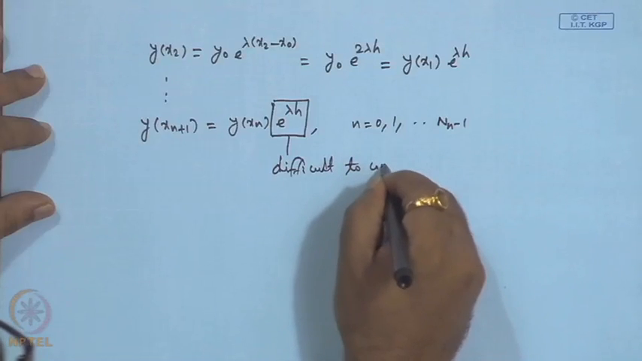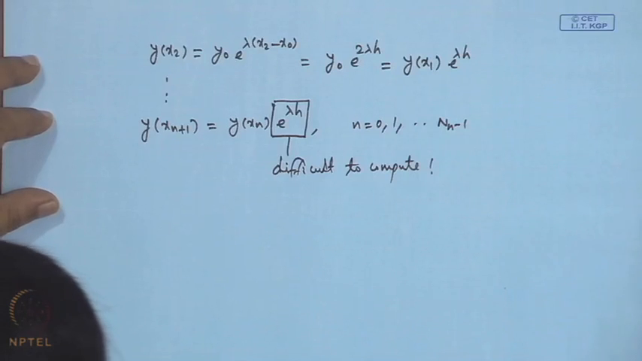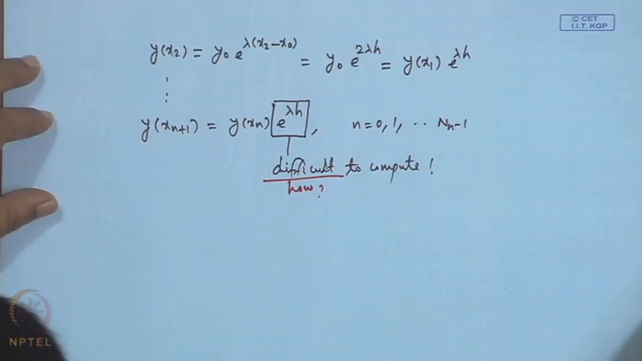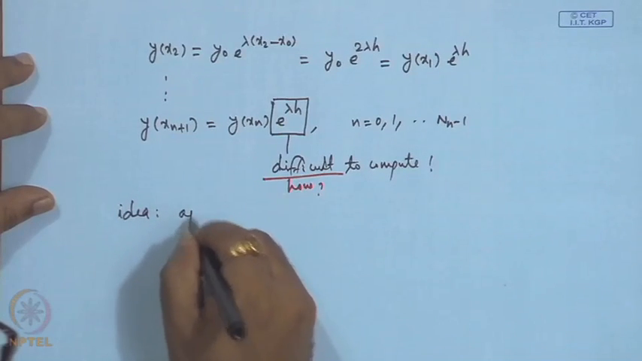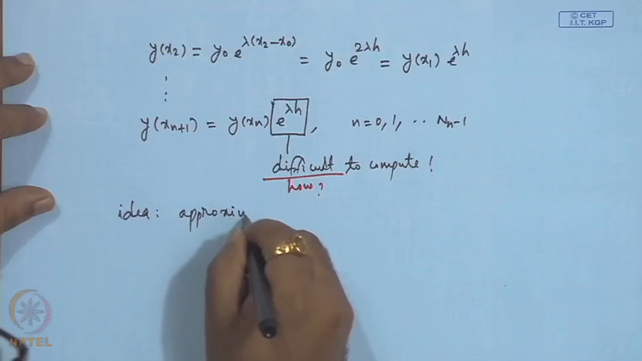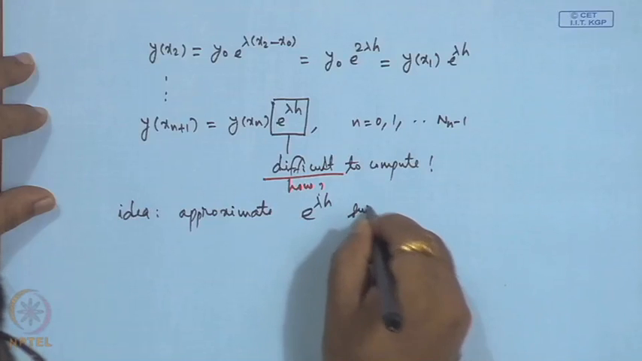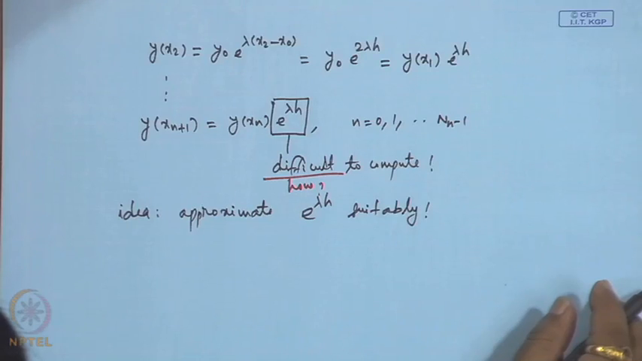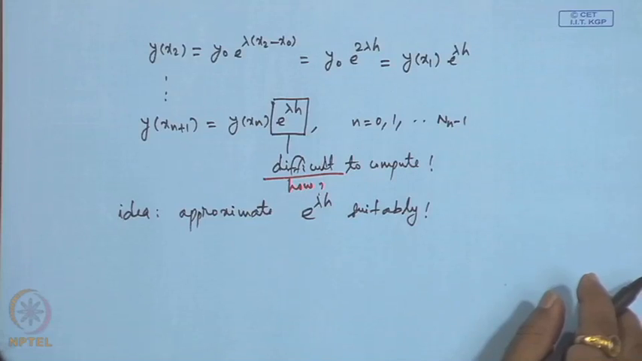Difficult to compute, but difficult to compute means how difficult? Okay. So, how difficult? So, the idea is to approximate e power lambda h suitably. Okay. Approximate suitably, right. So, how do we approximate?